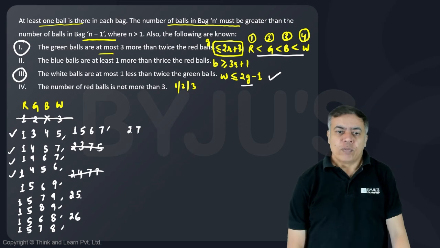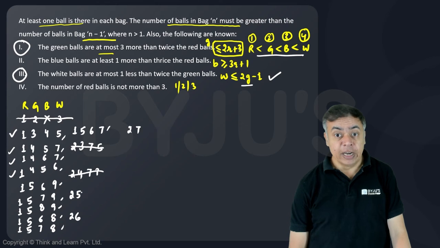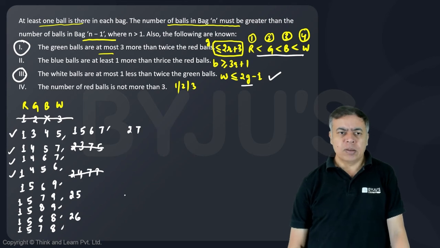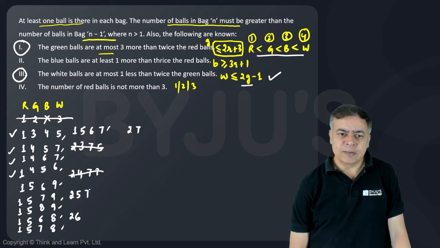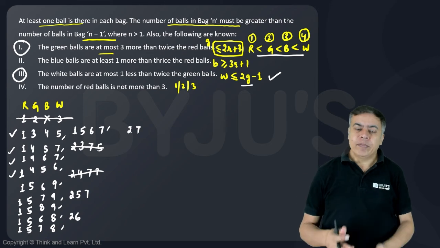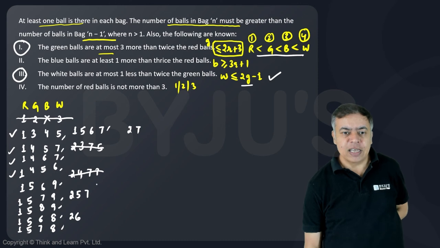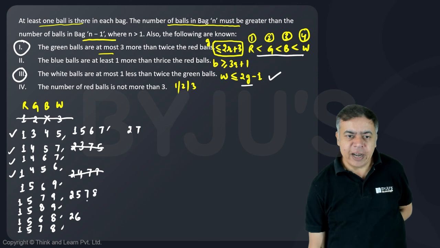Now for 2, 5, the next one, if green is 5, white can be, because blue is going to be 7 or more, white can be now 5 into 2, 10 minus 1, 9. 9 or lesser. So it can be 8, it can be 9, or it can be 2, 5, 8 or 9.